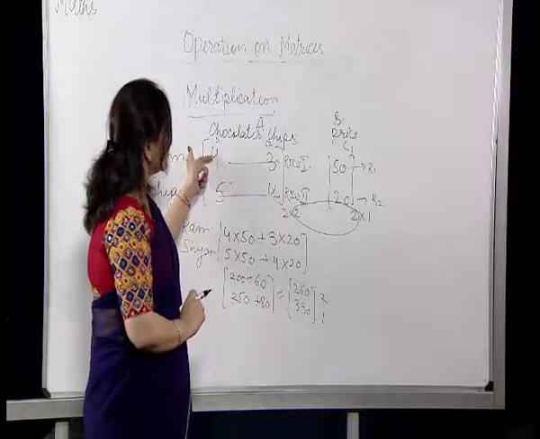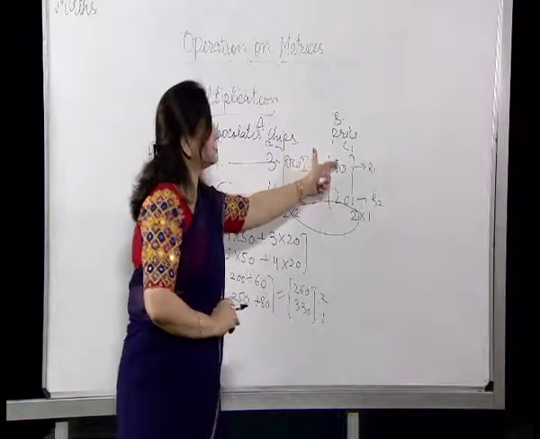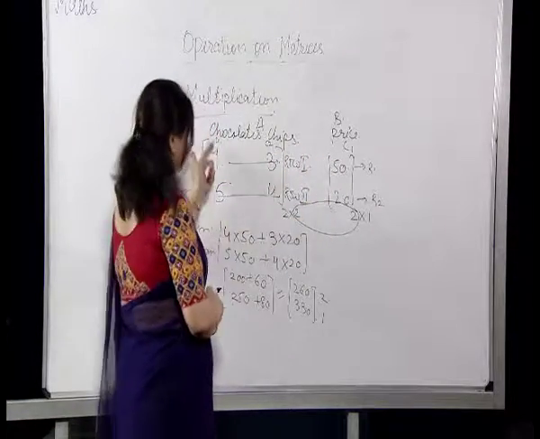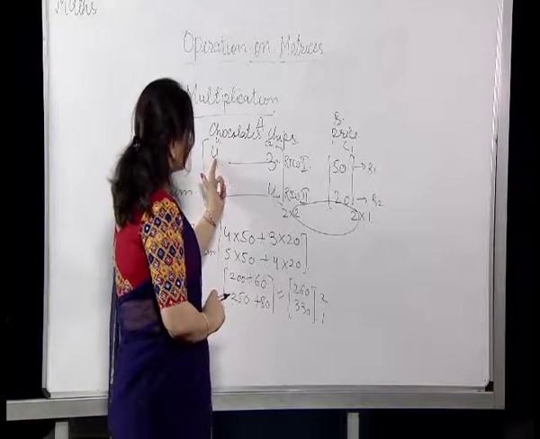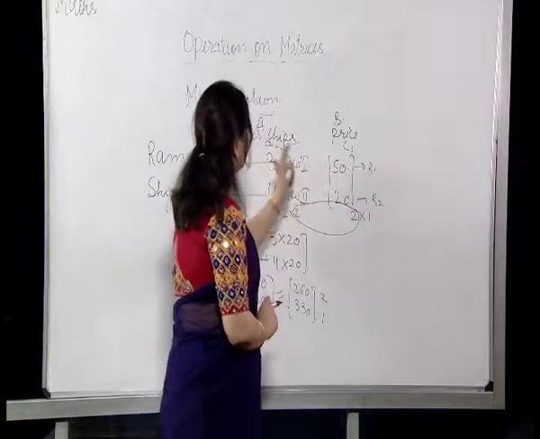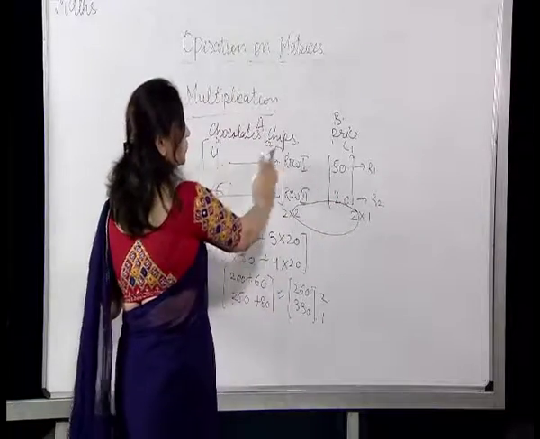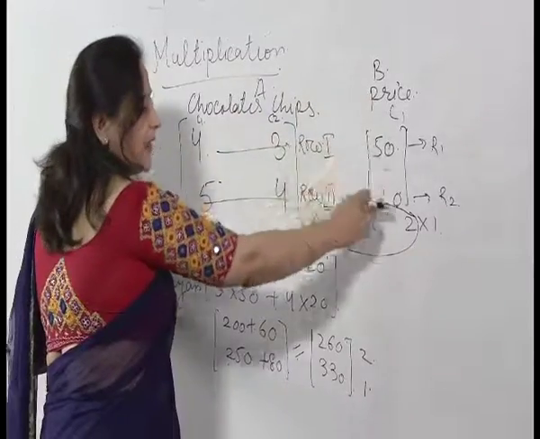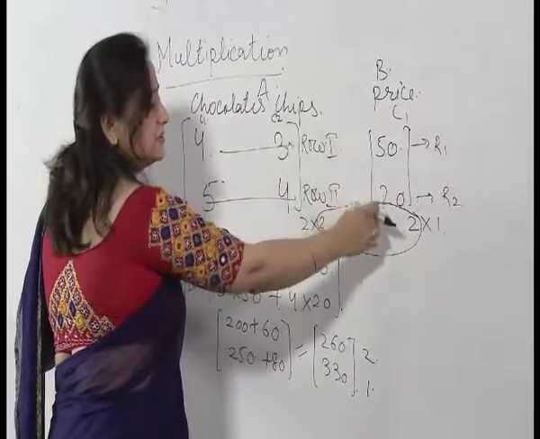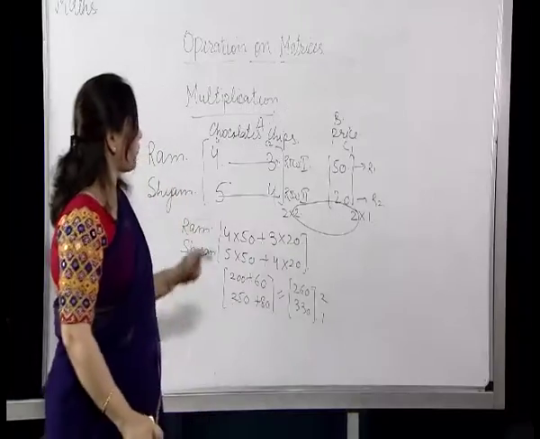This will be C1 and this will be R1. So, this means this element is multiplied by this and this element is multiplied by this. The elements of the row are multiplied with the elements in the column. So, this is how we multiply.